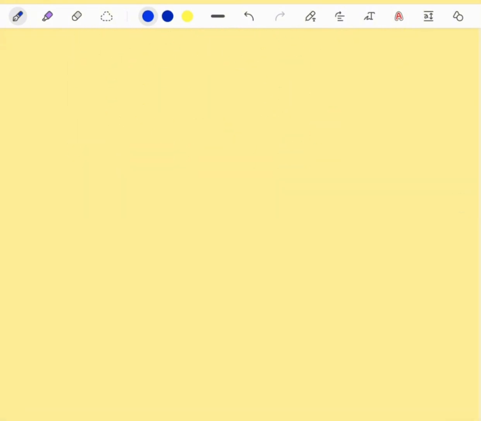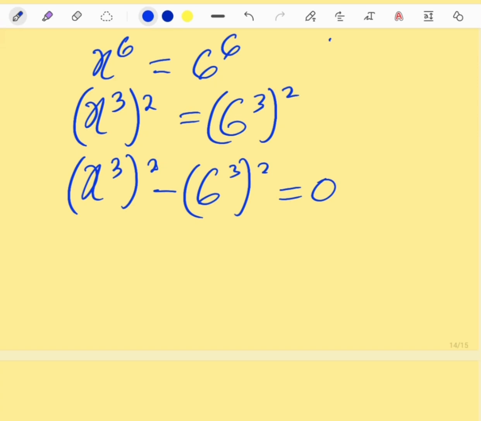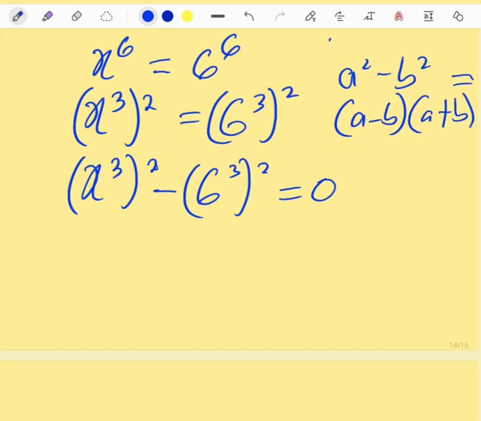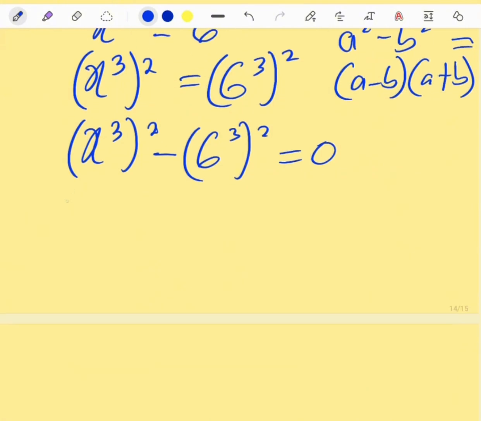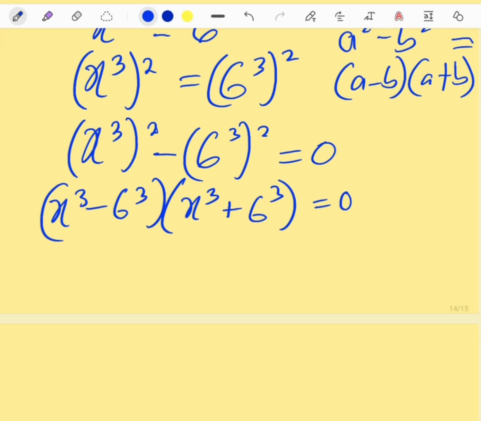So remember the difference of two squares. When you have a power 2 minus b power 2, it is the same thing as a minus b into a plus b. So following the same pattern here, this can be x power 3 minus 6 power 3 into x power 3 plus 6 power 3, everything equal to 0. Now, when two terms are multiplying each other to give you 0, either the first one is 0 or the second one is 0, or even both of them are 0. So we can now have that either x power 3 minus 6 power 3 is equal to 0.